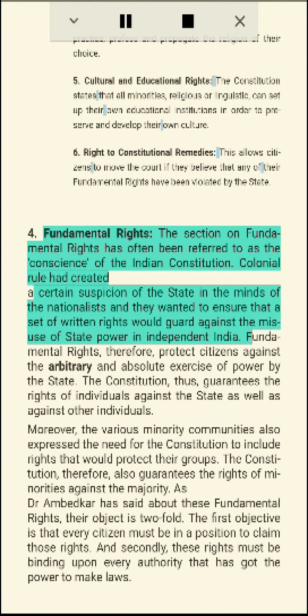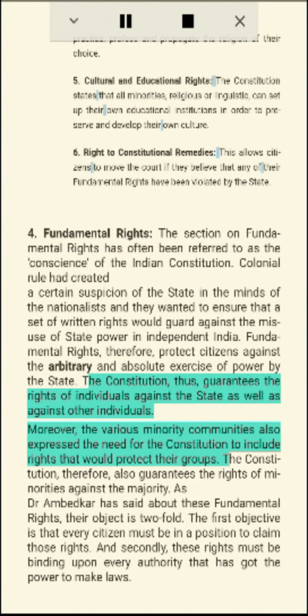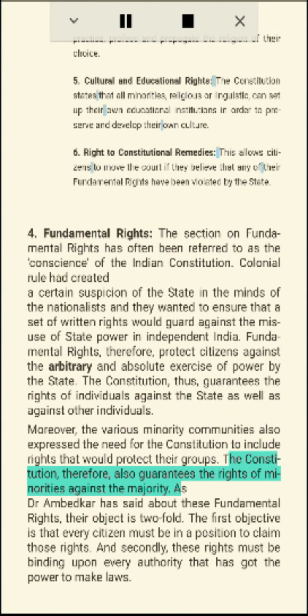4. Fundamental rights. The section on fundamental rights has often been referred to as the conscience of the Indian Constitution. Colonial rule had created a certain suspicion of the state in the minds of the nationalists, and they wanted to ensure that a set of written rights would guard against the misuse of state power in independent India. Fundamental rights, therefore, protect citizens against the arbitrary and absolute exercise of power by the state. The Constitution, thus, guarantees the rights of individuals against the state as well as against other individuals.